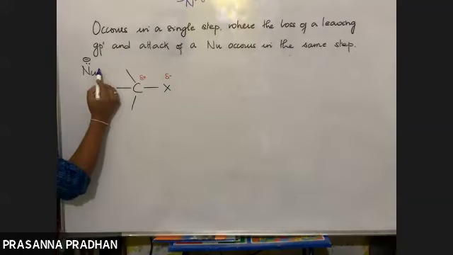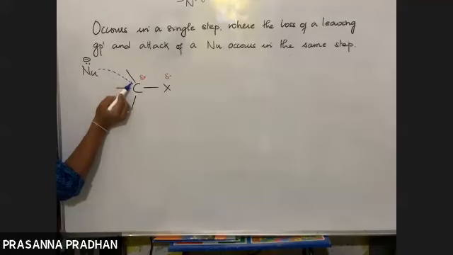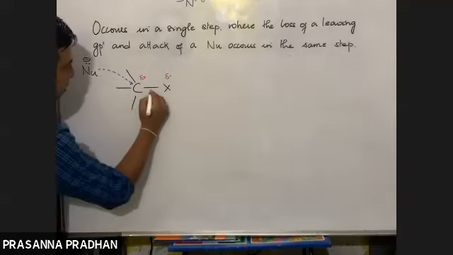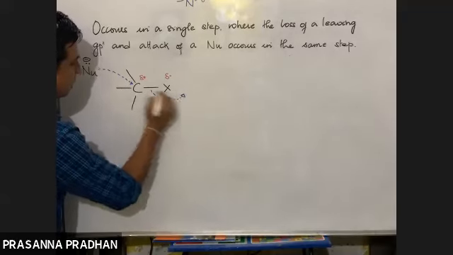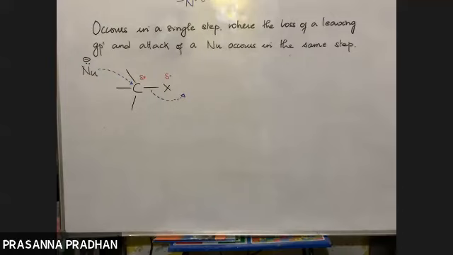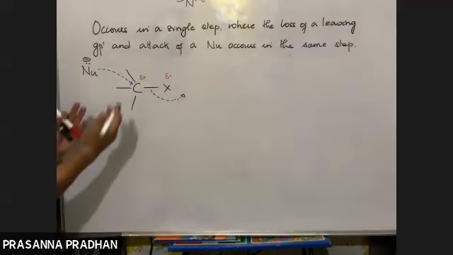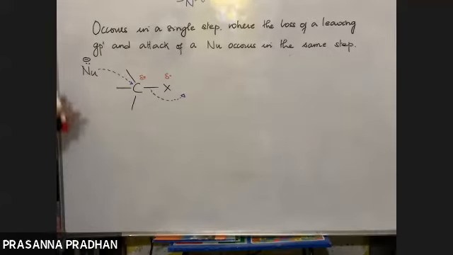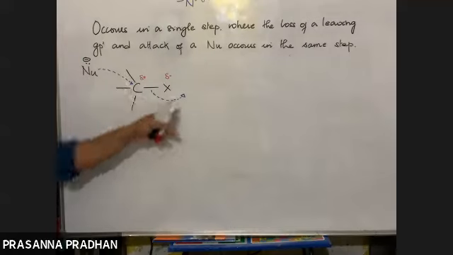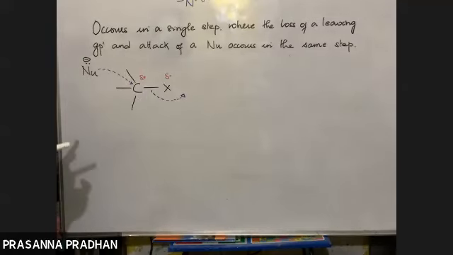So if the reaction takes place through the SN2 mechanism, then the attack of the nucleophile and the loss of the leaving group occur in the same step. What was happening in SN1? First dissociation, then in the second step attack of the nucleophile. But in an SN2 reaction, attack of the nucleophile and loss of the leaving group occur in the same step.